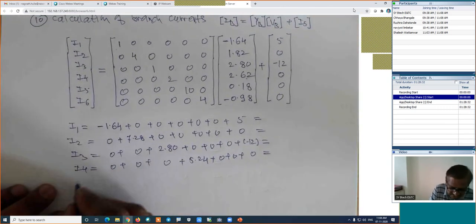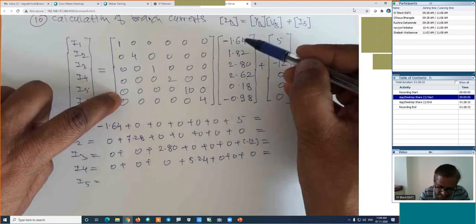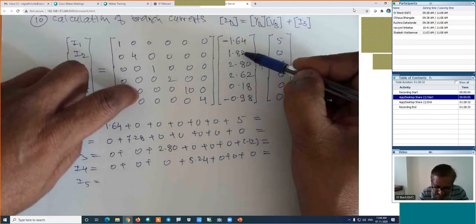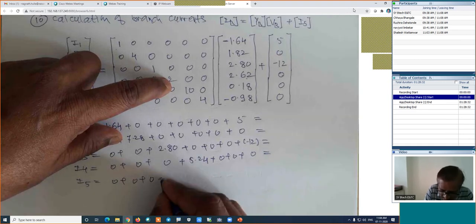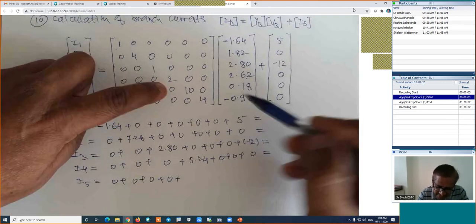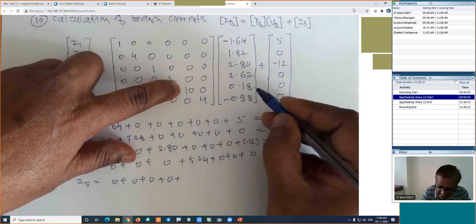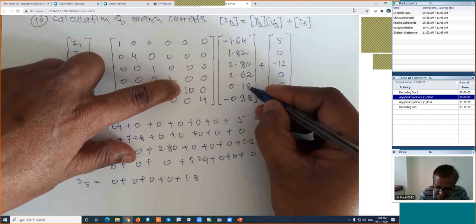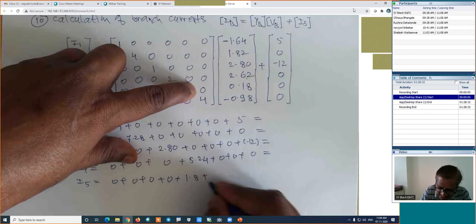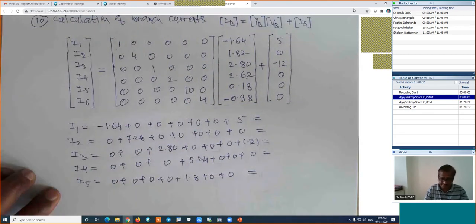What is the next calculation? Which is I5, which is equal to this row into this column. This is the first 0, second 0, third 0, fourth 0, plus this value, 10 into 0.18, which means it is 1.8. This is 1.8. The 0 into 0.98, this value is 0, plus this value is 0, which is equal to, now this is I5.